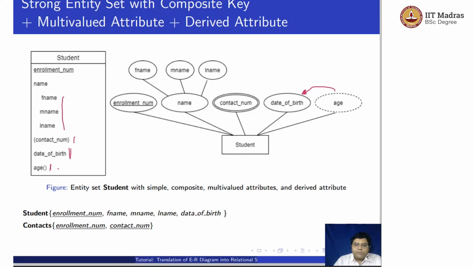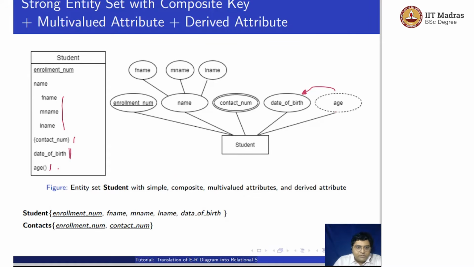Now how can we present the derived attribute in a table? You need to remember the age of a student will change every year, whereas date of birth is information which is fixed. So if we have the date of birth stored inside our database, we can calculate the age whenever it is required. So normally we do not keep the age stored in a database or in a table.